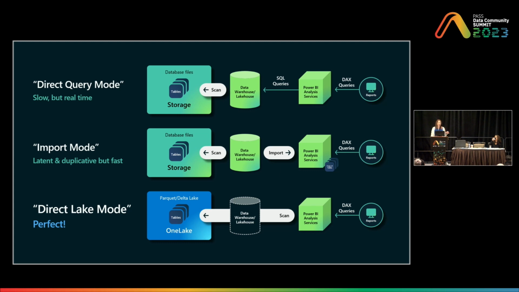Those of you who are Power BI users, in the past, when you wanted to use your Power BI over a warehouse, you had direct query and import mode, each of which comes with its own shortcomings. When you have direct query, it's slow, but you get the real-time data, which is what you want. With import mode, it has a lot of inbuilt latency, and it's duplicating your data, but it is fast. Direct lake mode is perfect because you're basically going direct to the source to read your data.